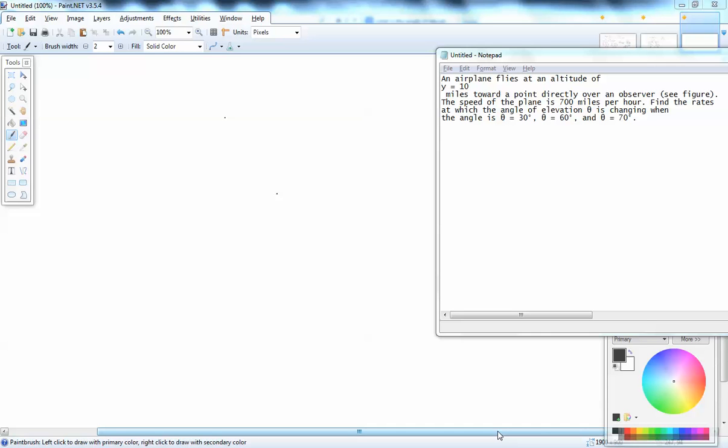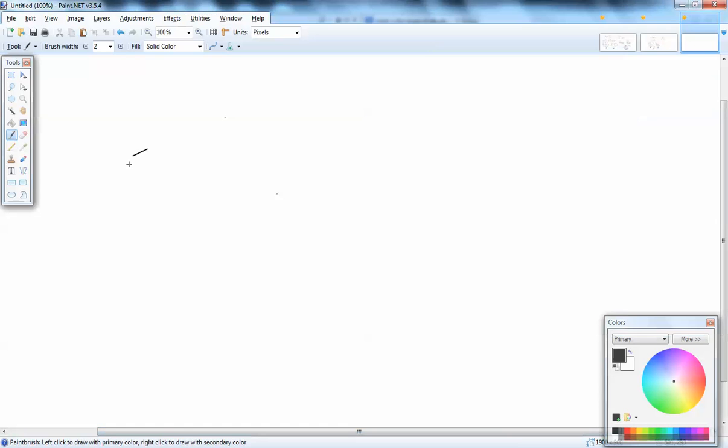Let's take a look at this problem. An airplane flies at an altitude of y equals 10, an altitude of 10 miles, toward a point directly over an observer. Okay, so let's draw this.